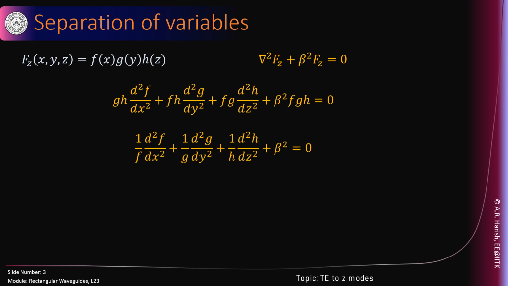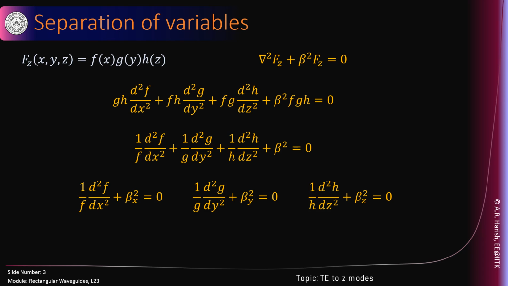Divided by fgh, you have the sum of an x dependent function plus a y dependent function plus a z dependent function plus a constant equal to 0. Therefore, each of them must be equal to a constant. That is, the x dependent function plus some beta x square, some constant, equal to 0. Similarly, a function of y plus beta y square is 0, and similarly the third quantity. And the separation values beta x square plus beta y square plus beta z square, the sum of that will be equal to beta square, which is omega square mu epsilon. We have done this before also. Another revision.